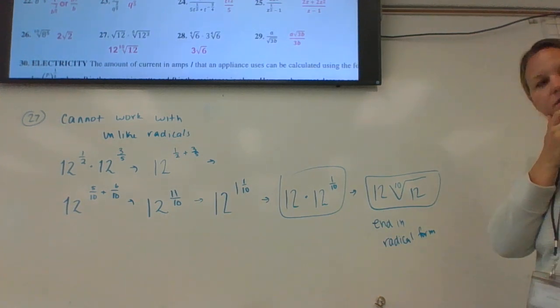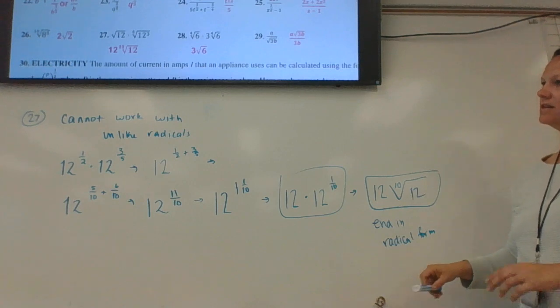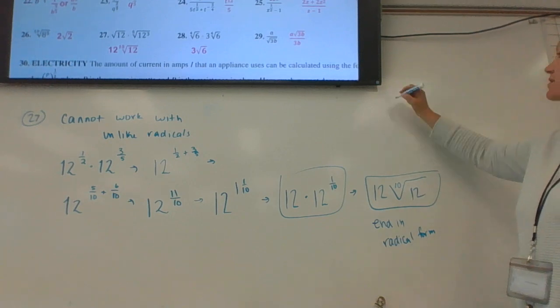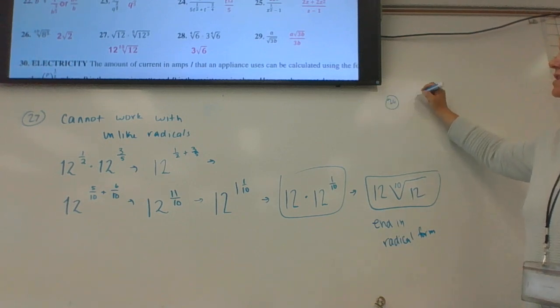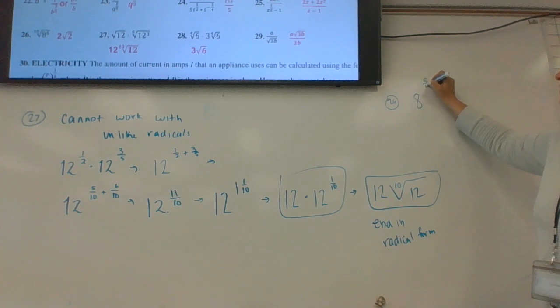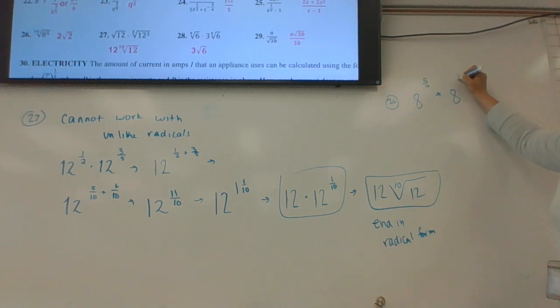Oh, I got 2. Yeah, 26. You ended up with 8 to the 1/2. Oh, and then you just square rooted it. 2 square roots. Oh, okay, that's pretty decent.